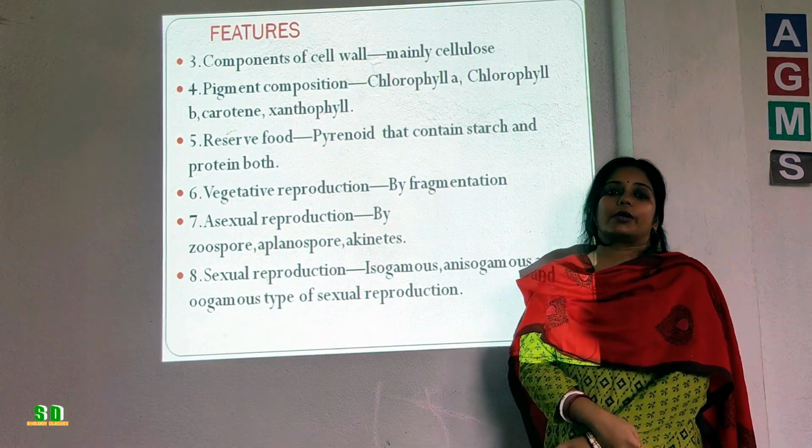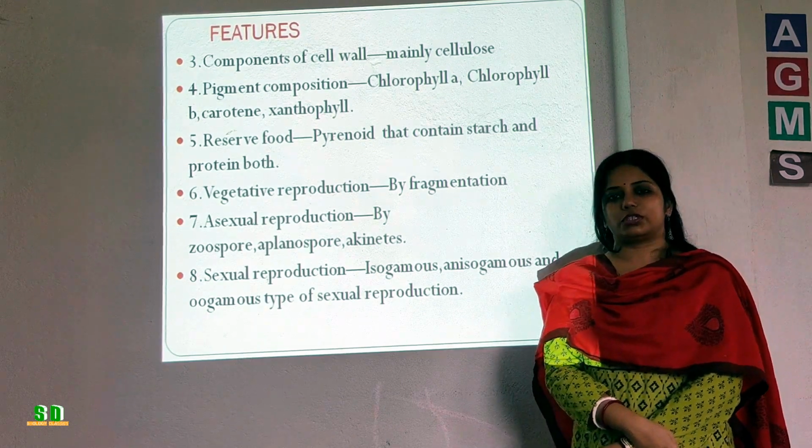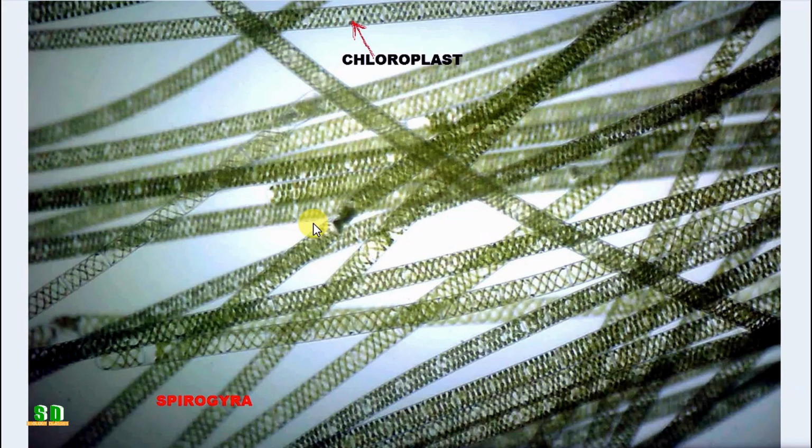Now we have to talk about the way by which they reproduce. The members of Chlorophyta can be reproduced in three ways: vegetative reproduction, asexual mode of reproduction, as well as sexual mode of reproduction. The vegetative reproduction occurs by the process of fragmentation.